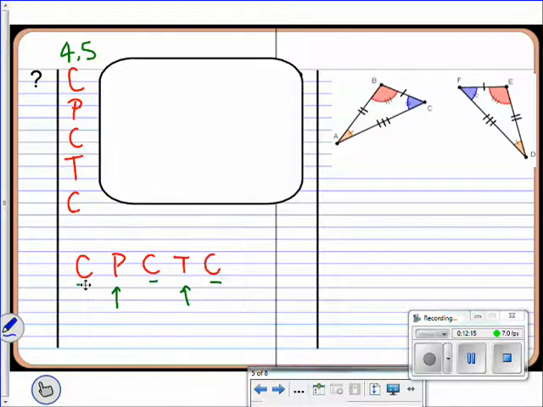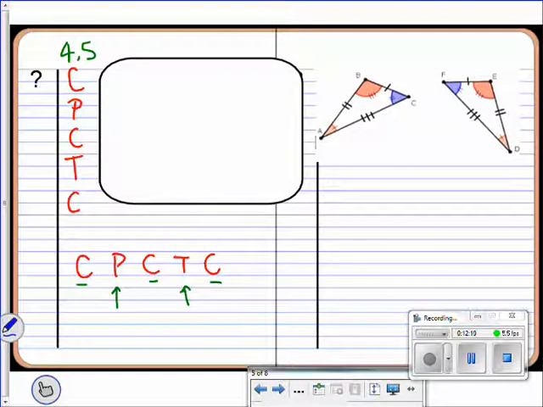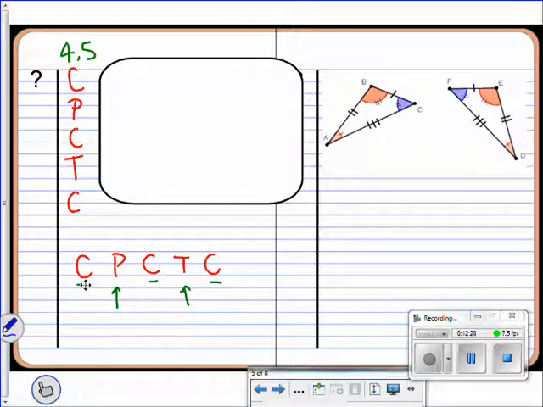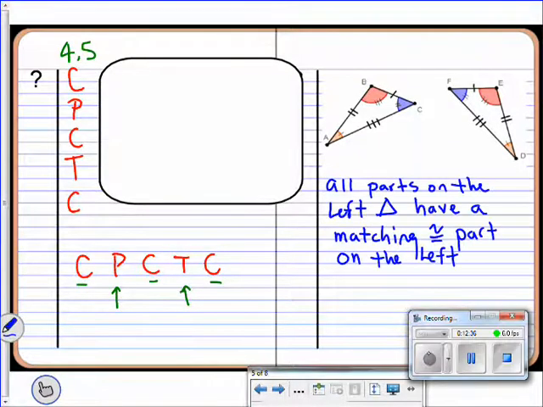CPCTC. So take a look at these two triangles off to the right here. I have two triangles here. I don't know, are they congruent? Well, if you look at it, all their parts on the left-hand side have a matching part on the other side. The only thing that's different is the letters that make up the corners. These two triangles are congruent. So all the parts on the left triangle have a matching congruent part on the right.